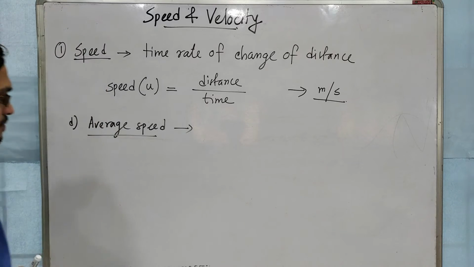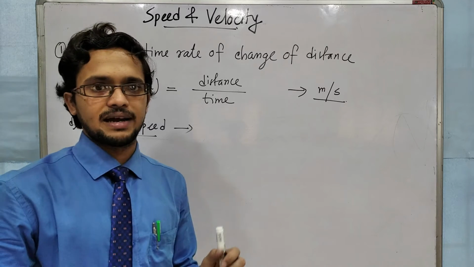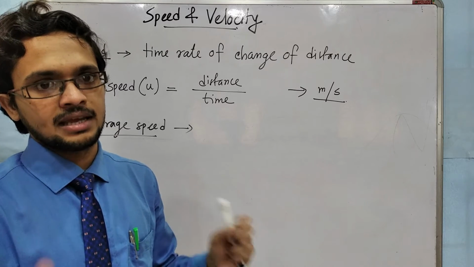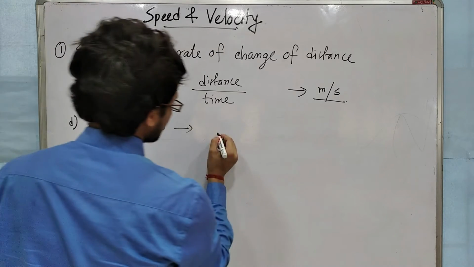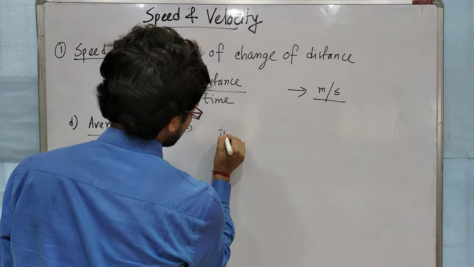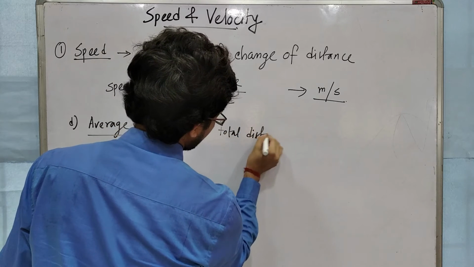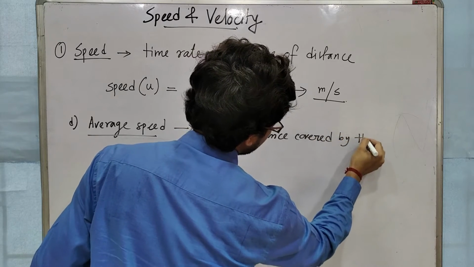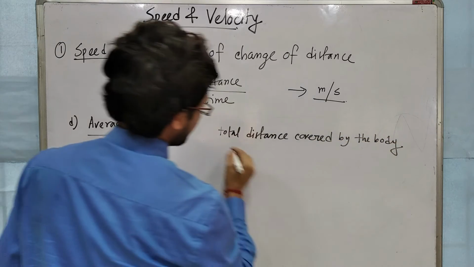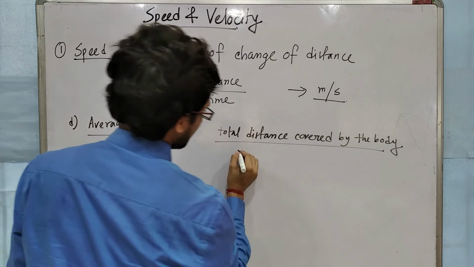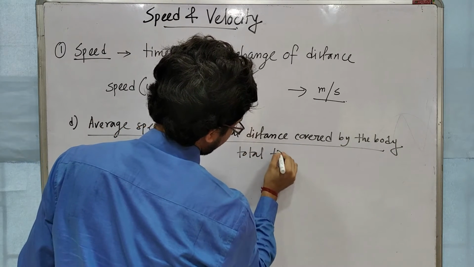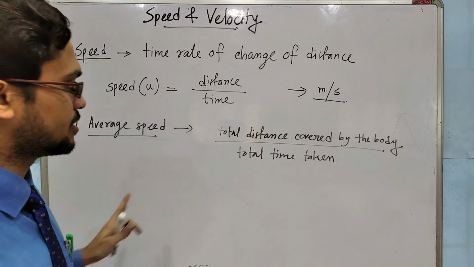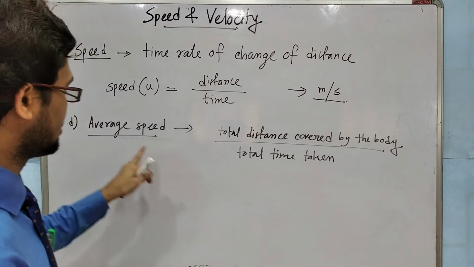Average speed is what? We will find the average speed by using one formula, that is total distance covered by the body divided by total time. So average speed means total distance covered by the body by total time taken. Using this formula we will find average speed.